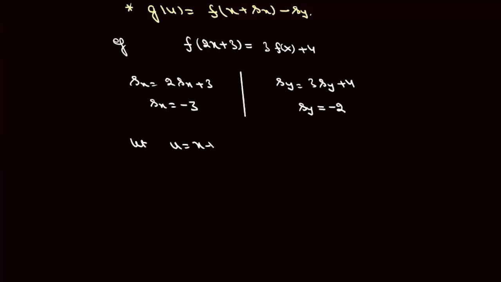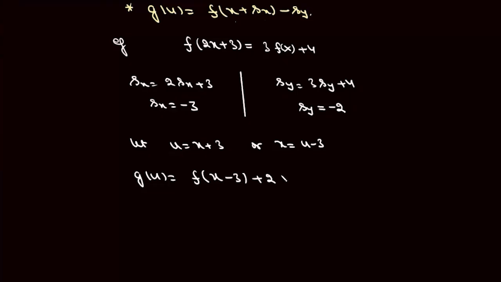Now we let u equals x minus s_x. So it will be simply x plus 3, or x is u minus 3. And we'll define g(u) as f(x + s_x) minus s_y. So it'll be f(x - 3) and minus s_y, so it'll be minus minus plus 2. So we have defined a companion function g(u) as f(x - 3) + 2.